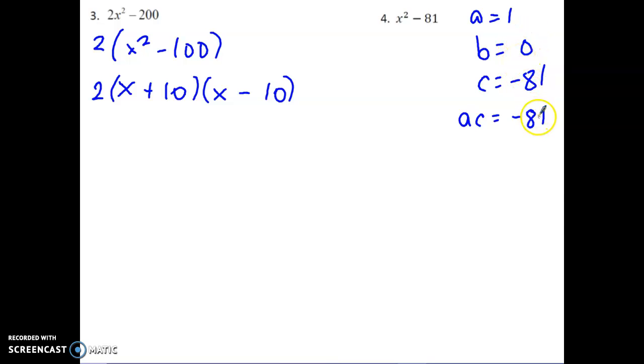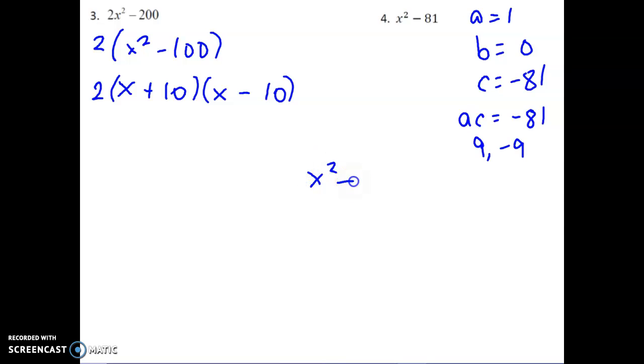Well, if you get stuck, you can always do the square root of 81 in your calculator. Be careful not to type the negative part, because remember, this is the opposite of a perfect square number. You just want to type the 81. The square root of 81 is 9. So my two numbers are going to be 9 and -9.